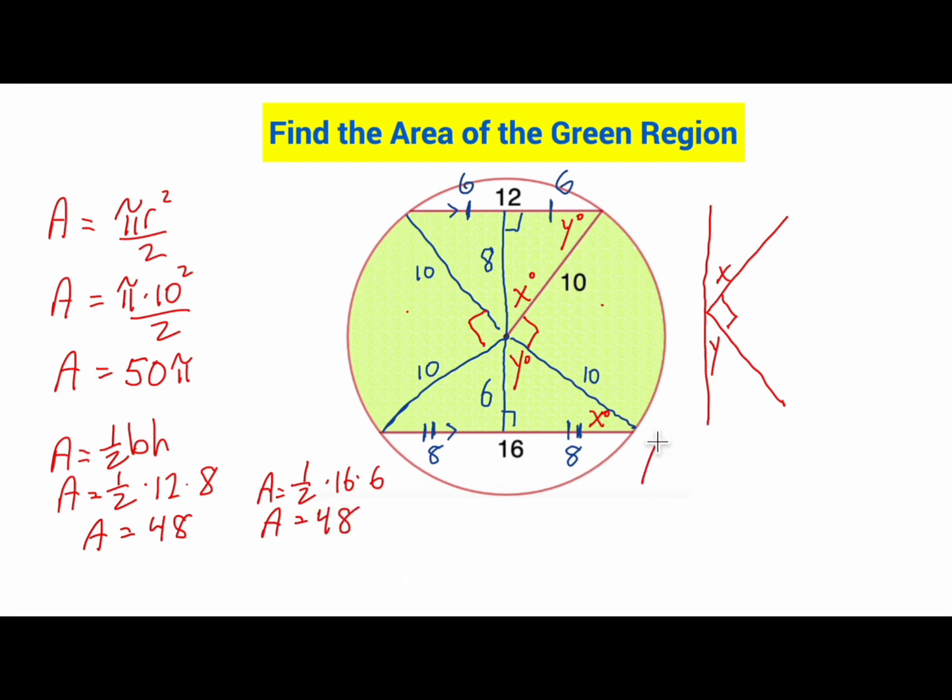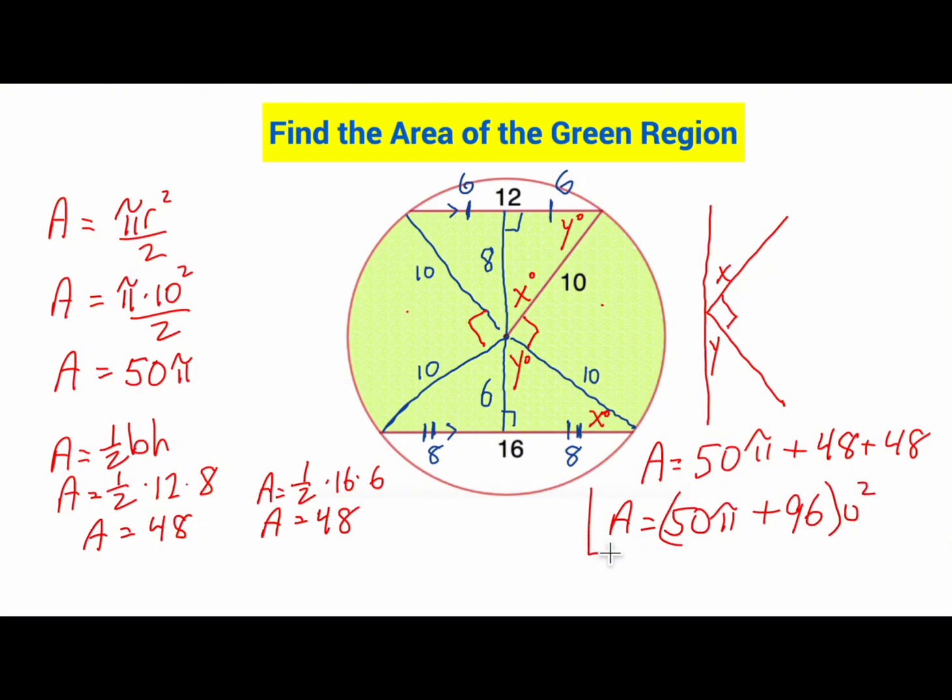So our total area is going to be the area of the two sectors here, which is 50 pi, plus 48 on the top, and the 48 on the bottom. So my final answer is going to be 50 pi plus 96 units squared. And that's the solution to the problem.